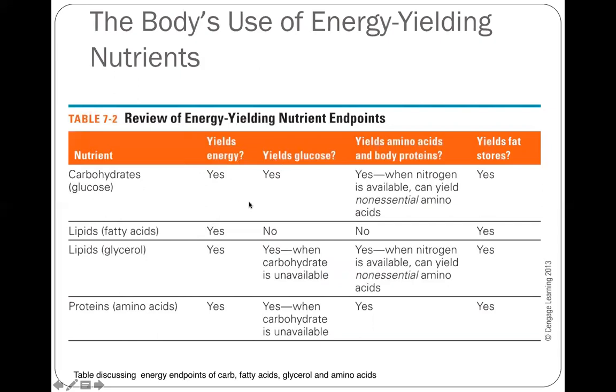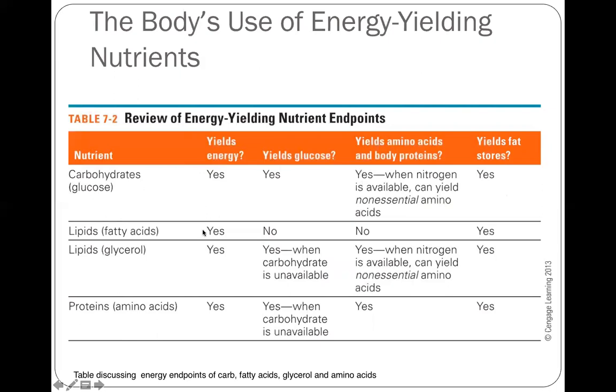Carbohydrates, we know, can be used to make glucose. Carbohydrates can also be used to make some proteins if nitrogen is available. And when we eat too many carbohydrates, we can turn the excess into fat.